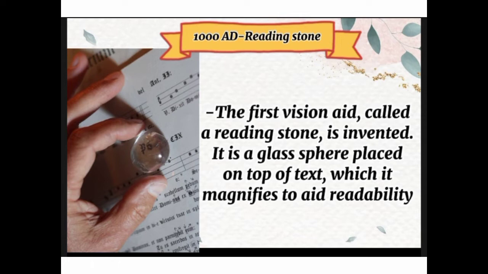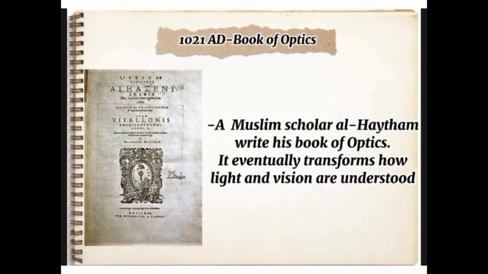1000 AD, Reading Stone. The first vision aid, called a reading stone, is invented. It is a glass sphere placed on top of text, which it magnifies to aid readability. 1021 AD, Book of Optics. A Muslim scholar, Al-Haytham, writes his Book of Optics. It eventually transforms how light and vision are understood.